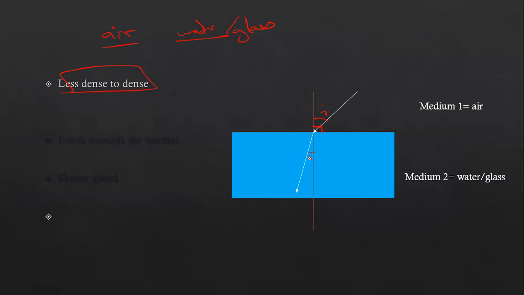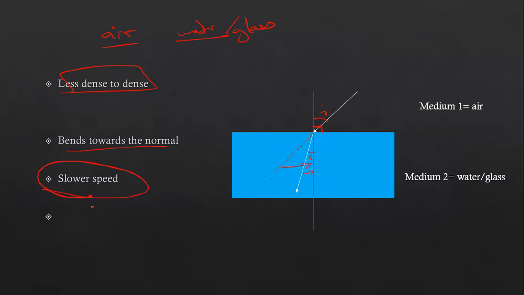So you can see this ray. Normally, if you trace this ray continuously, it's supposed to just go like this. However, it bends closer to the normal. The refracted ray actually bends towards the normal because the speed has reduced. So the angle of refraction here is less than the angle of incidence.